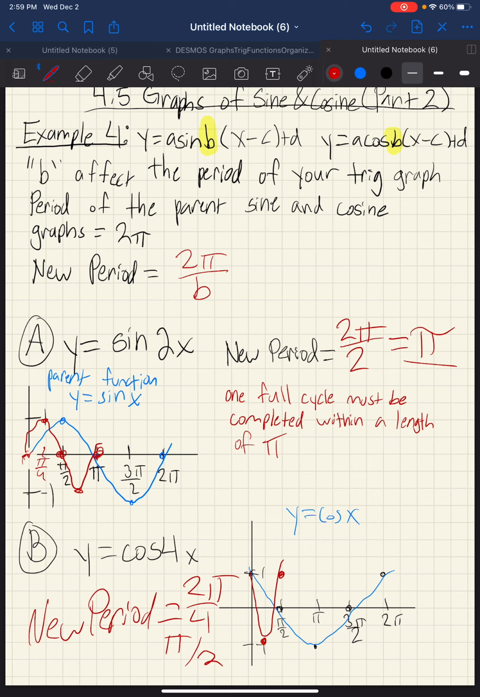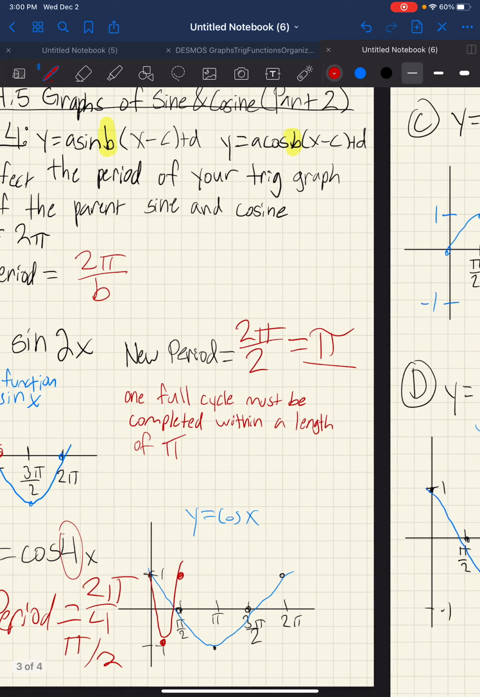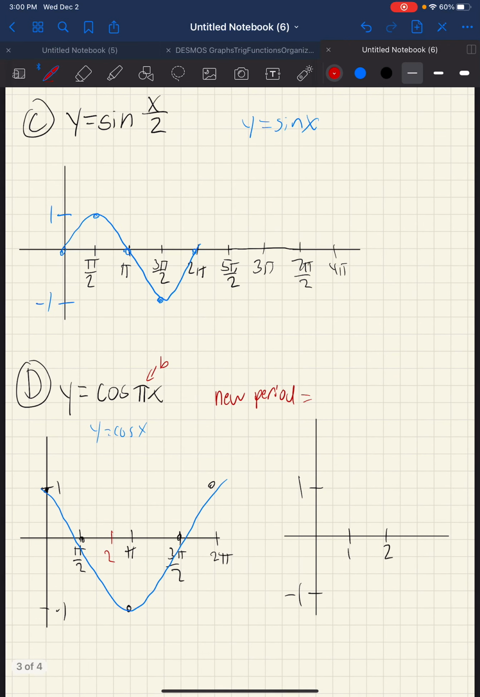And as you can see, the bigger the number here is, the more it condenses the new period, so it makes it smaller. Well, we want to go over that because imagine if the b is actually a fraction instead of a number bigger than 1.